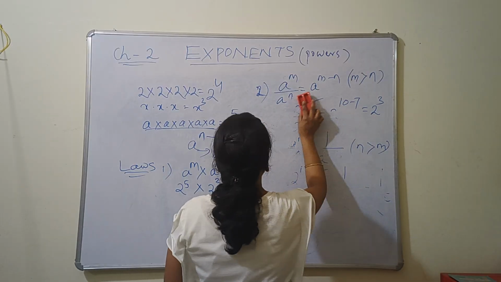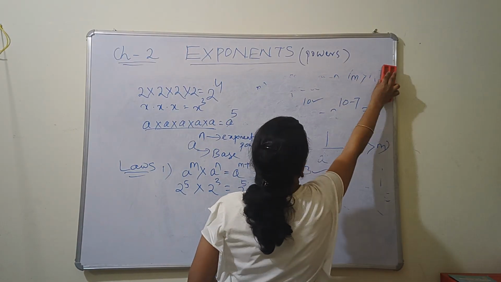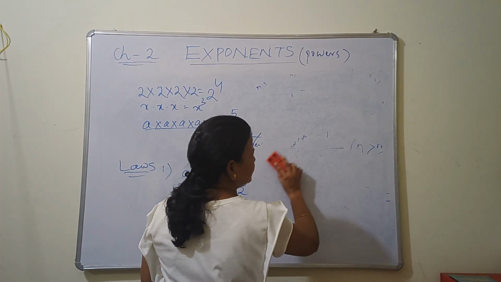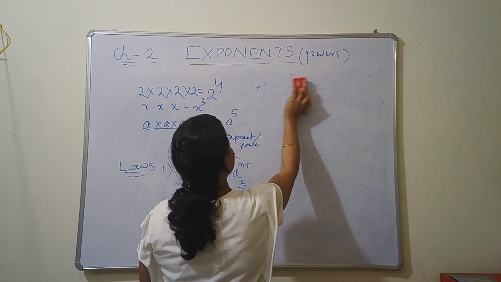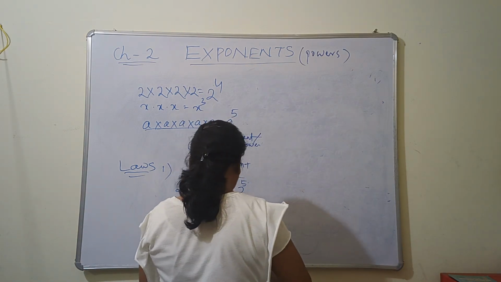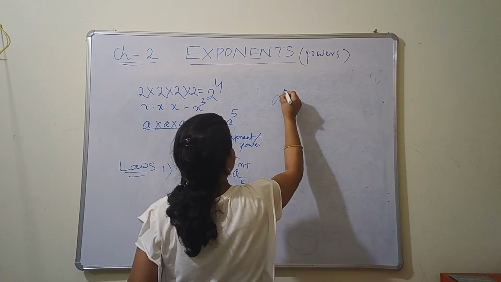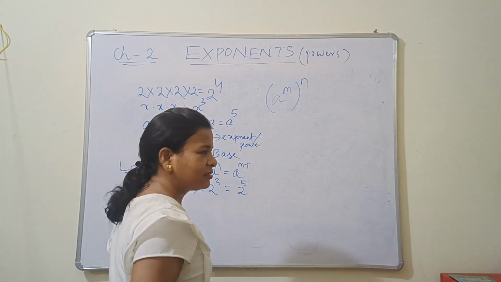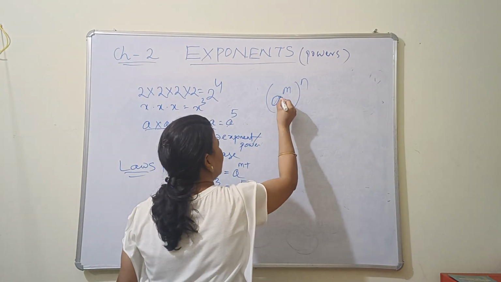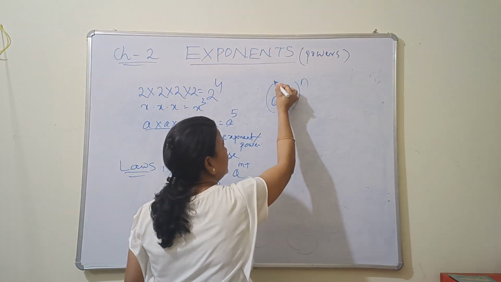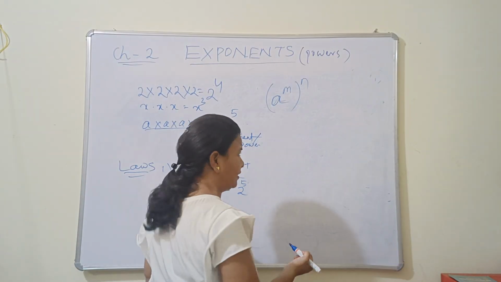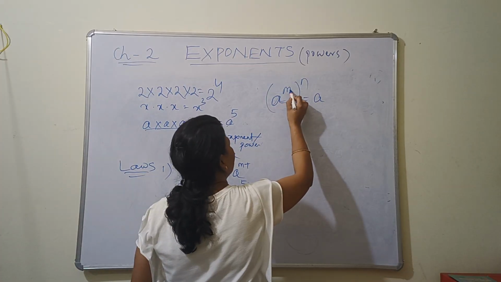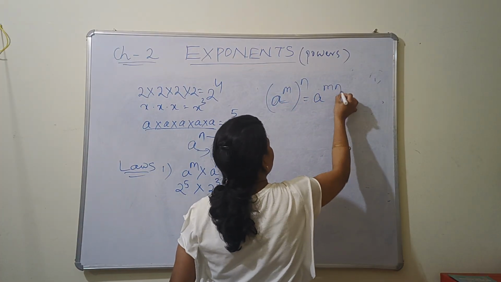The third law goes like this. Suppose a base is there which has two powers. Suppose the base is a and its power is m, further whole to the power n. Like this something is given. So you see a is the base, it has one power, further it has another power n. In that case the law applied is a to the power m into n, means a to the power mn.